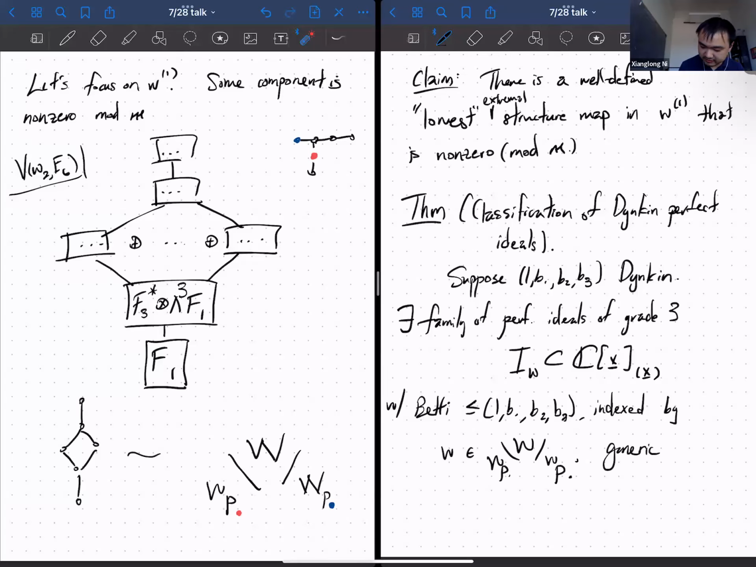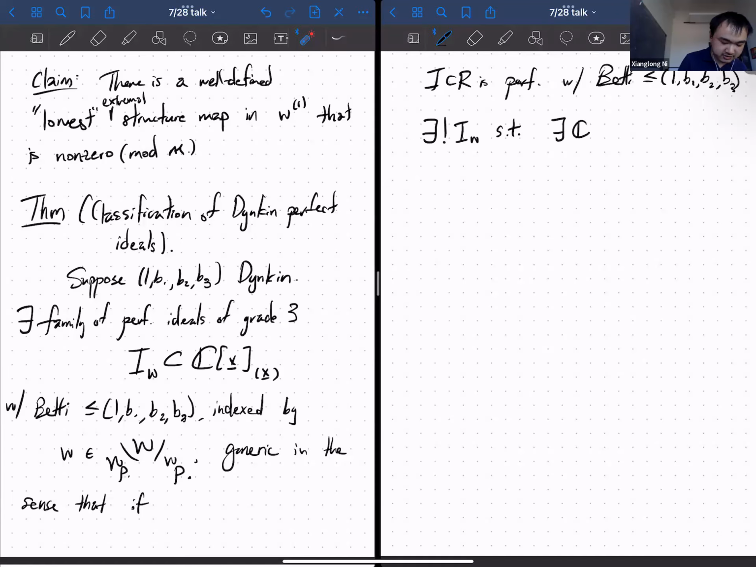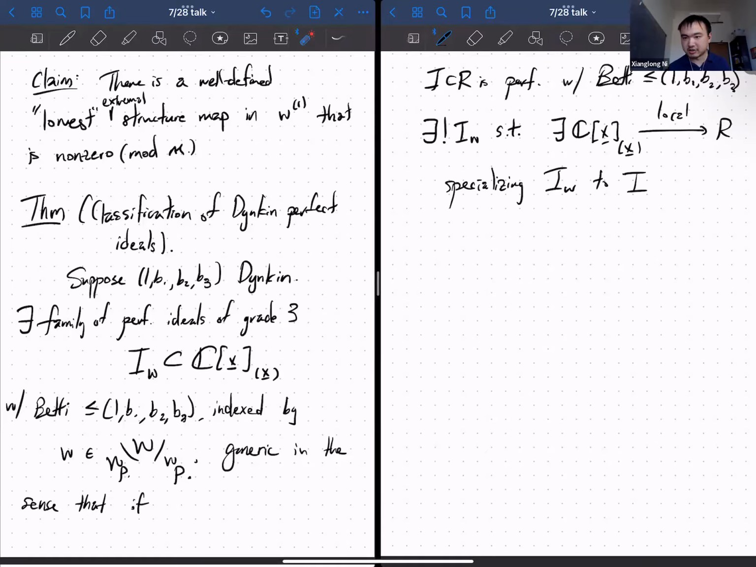Generic in the following sense. You take any perfect ideal up to those Betti numbers, then there exists a unique one of these generic examples such that there exists, but this part we do not require to be unique, a map from this polynomial ring, a local homomorphism to R, specializing IW to I. And by the way, since these are both perfect ideals, this also means that if you take a free resolution of IW, then it specializes to a free resolution of I.